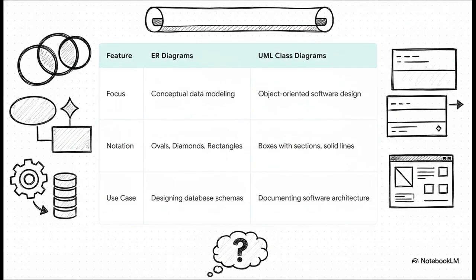Now, we've been focusing on the ER model because it really is the king of database design. But it's not the only blueprint language out there. You might also run into something called UML, which stands for Unified Modeling Language. And as you can see from this table, while ER diagrams are laser-focused on just the data, UML is a bit broader. It's often used for designing entire software systems, not just the database part.